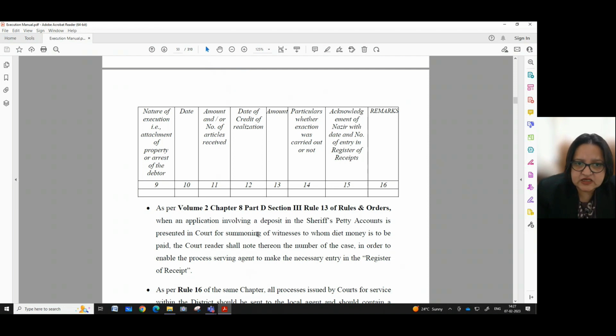Column number 9 is the nature of execution, that is attachment of property or arrest of the debtor. Column number 10 is date. Column number 11 is amount and or number of articles received. Column number 12 is date of credit of realization. Column number 13 is amount. Column number 14 is particulars whether execution was carried out or not. Column number 15 is acknowledgement of Nazir with date and number of entry in register of receipts. And column number 16 is the remarks column.